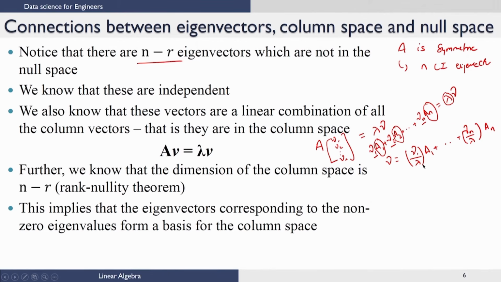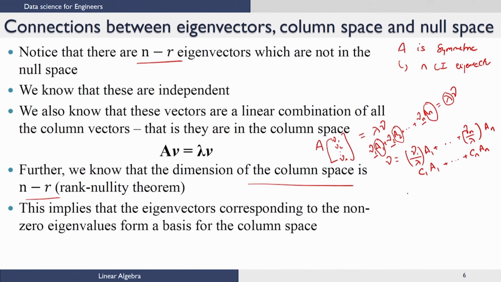Again, nu 1 is a scalar, lambda is a scalar. So, these are all constants that we are using to multiply these columns. Now, you will clearly see that each of these n minus R eigenvectors are linear combinations of the columns of A. So, there are n minus r linearly independent eigenvectors like this, and each of these are combinations of columns of A, and we also know that the dimension of the column space is n minus r.